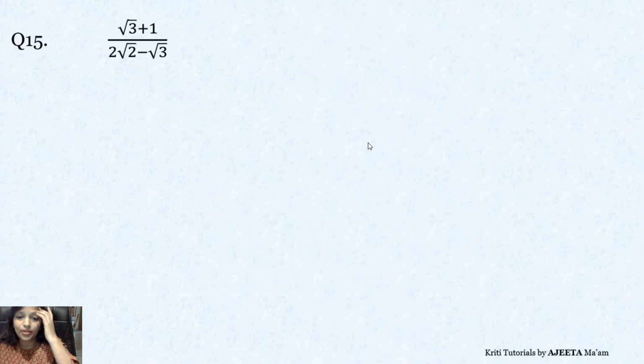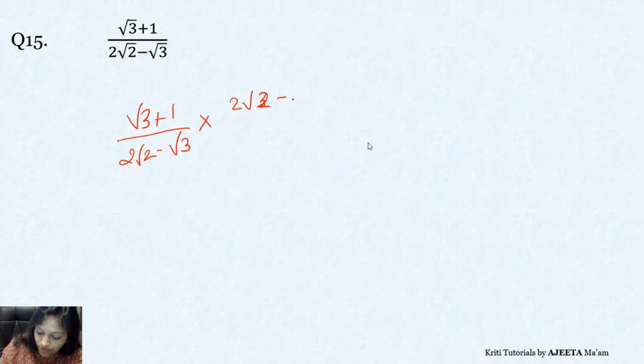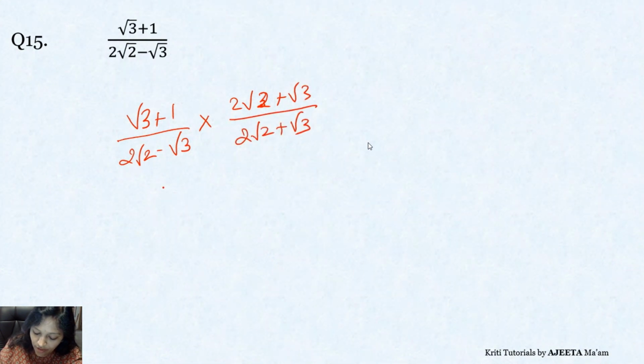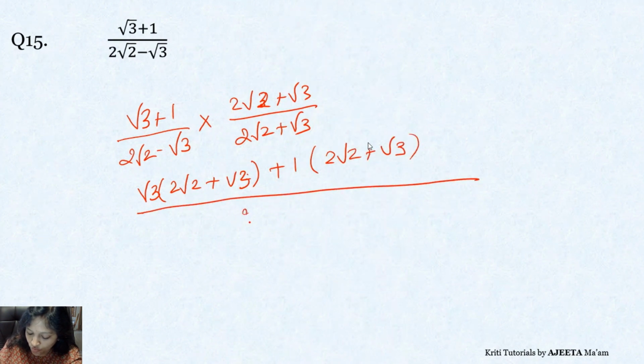Now root 3 plus 1 upon 2 root 2 minus root 3. So what will be our rationalizing factor? 2 root 2 plus root 3. Right? Now let's multiply it: root 3 with the entire term and 1 with the entire term. Right? Now 2 root 2 square minus root 3 square.